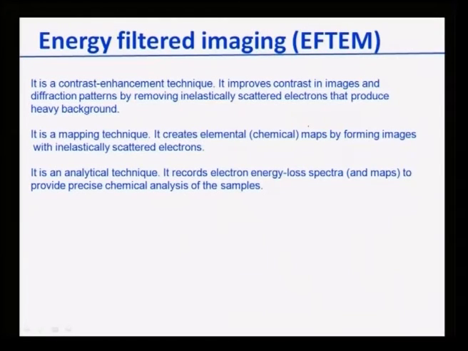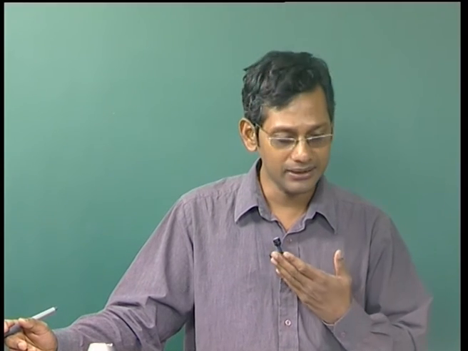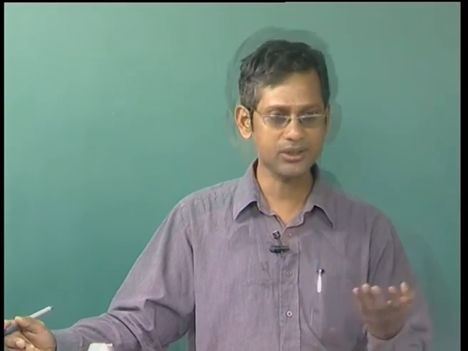Let us see how this is basically done. It is nothing but a contrast enhancement technique, as I said. It improves the contrast in images, and also diffraction patterns, by removing the inelastically scattered electrons that produce the heavy background. That is the first thing. It is also a mapping technique. So the first thing we can do is remove the inelastic scattering, you can block all of them. We can have an image produced only by elastically scattered electrons. That way the quality or contrast of the image will be improved. That is the first thing one can do.